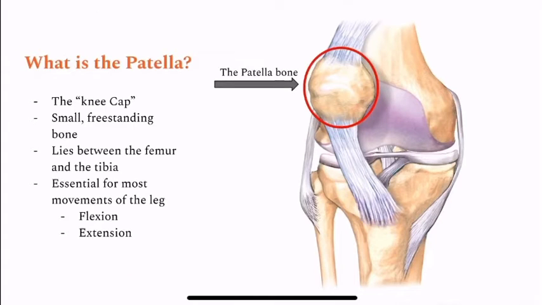The patella is most commonly known as the kneecap. It is a small, freestanding bone, meaning it is not attached to or supported by any other bone structure. It lies between the femur and the tibia. The patella and the muscles associated play an essential role for most motions that require movement of the leg. This includes flexion and extension. These movements allow us to perform daily activities such as walking, running, and jumping.